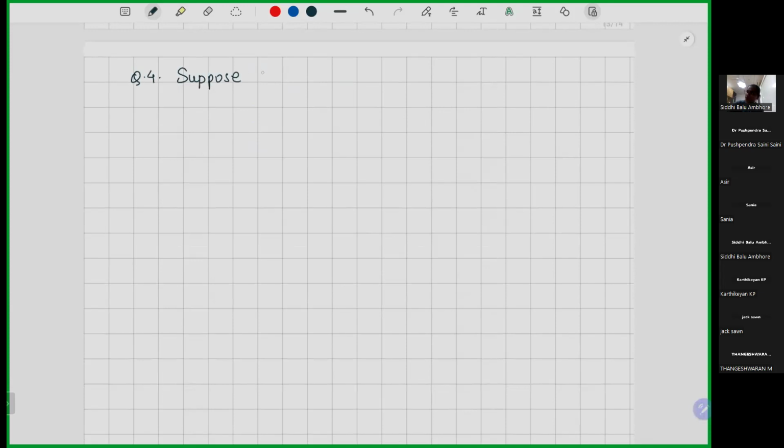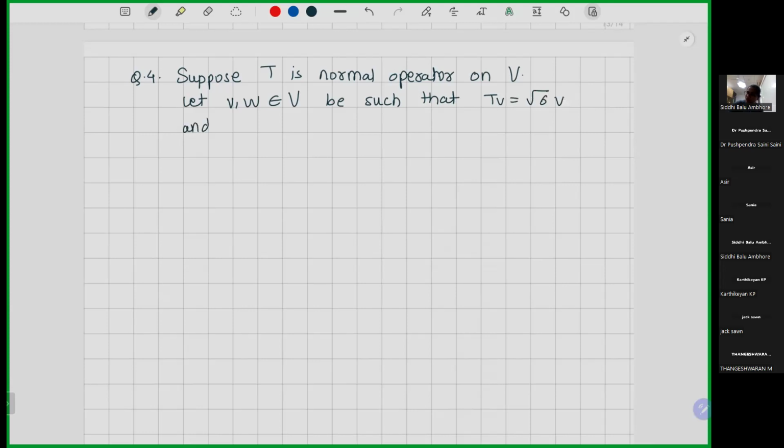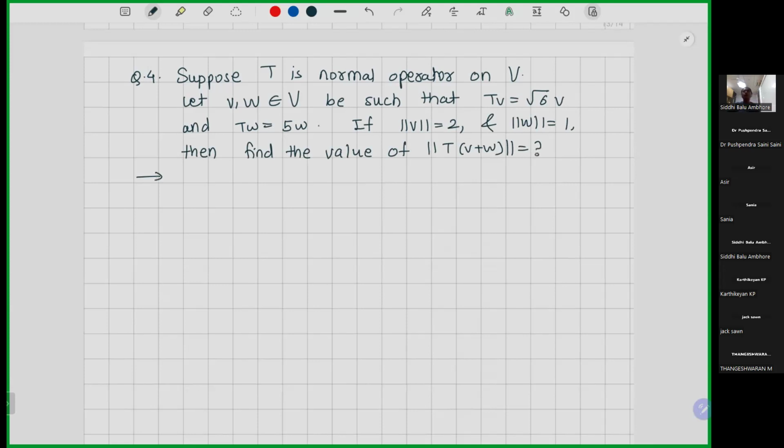Now, question 4: suppose T is a normal operator on V, and let V, W in V be such that TV is equal to root 6 V and TW is equal to 5W. They have given that the norm of V is 2 and the norm of W is 1. Find the value of the norm of T(V plus W).